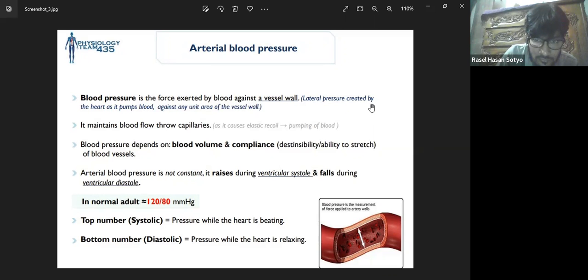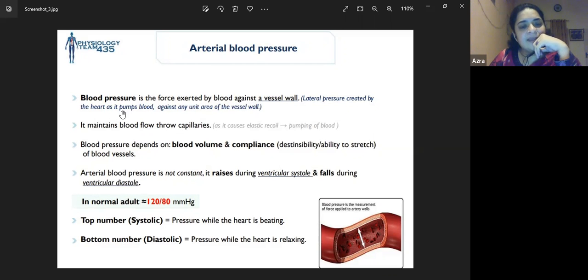It is the lateral pressure created by the heart as it pumps blood against any unit area of the vessel wall. This thing is the same.